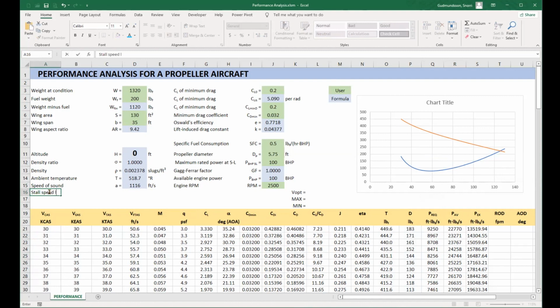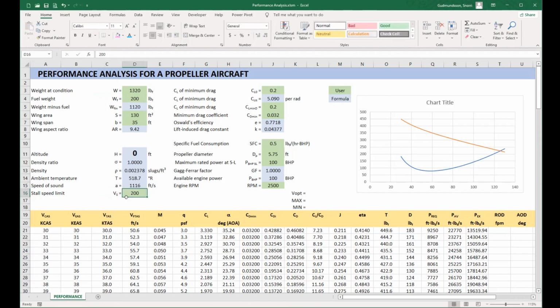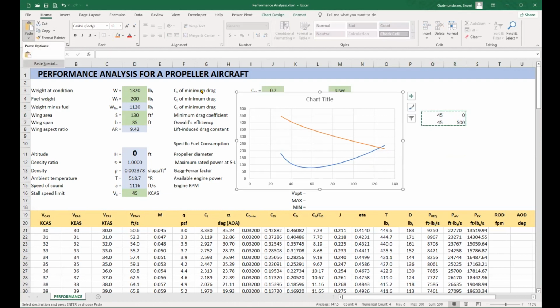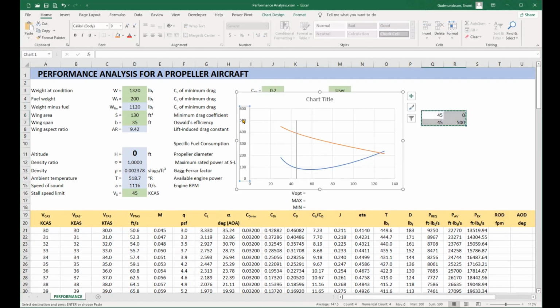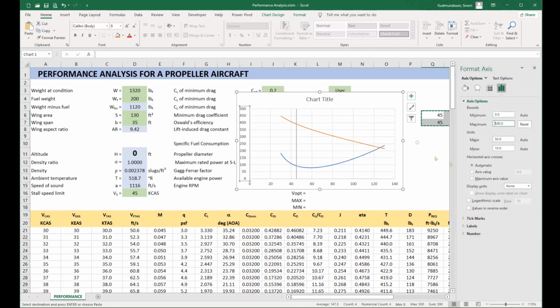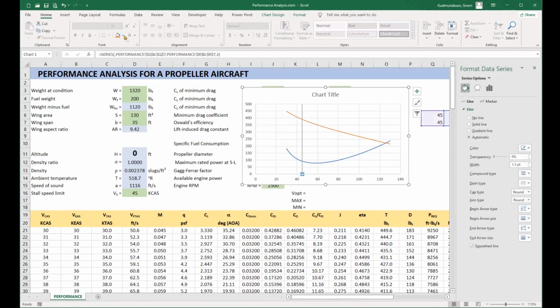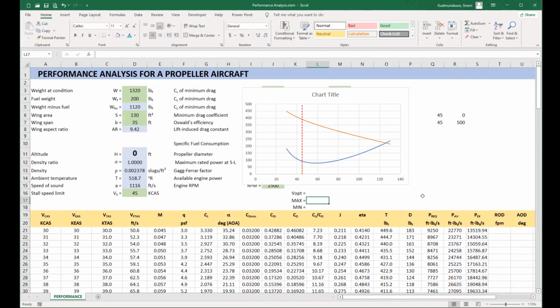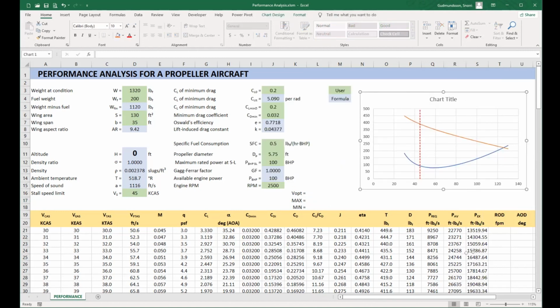Let's now add the stalling speed to this graph. It puts things in perspective for us. Let me speed this up in interest of time. So the red dashed vertical line indicates the 45 kCAS stall speed limit. The values for any airspeed below this line are invalid because the airplane is stalled.